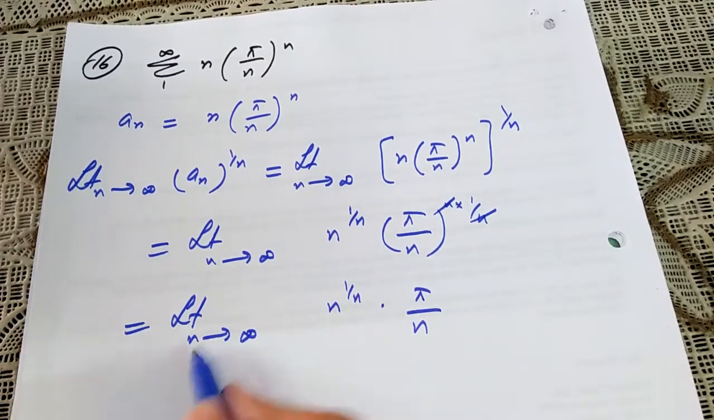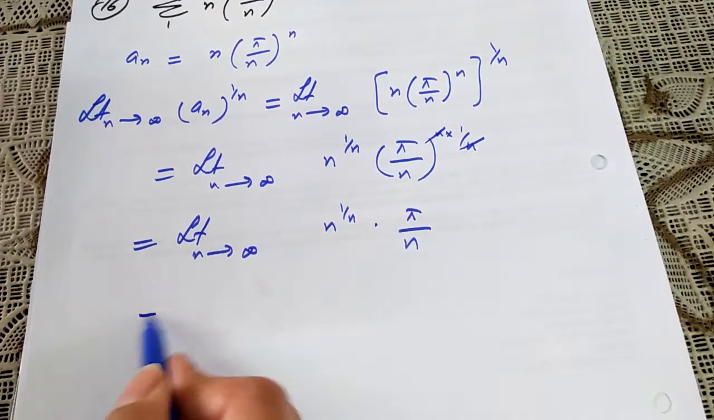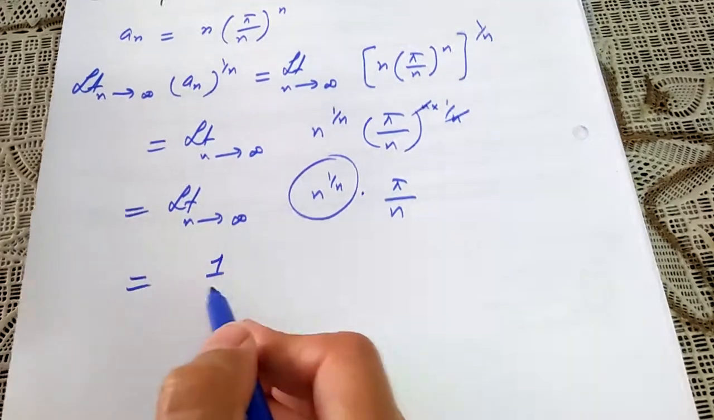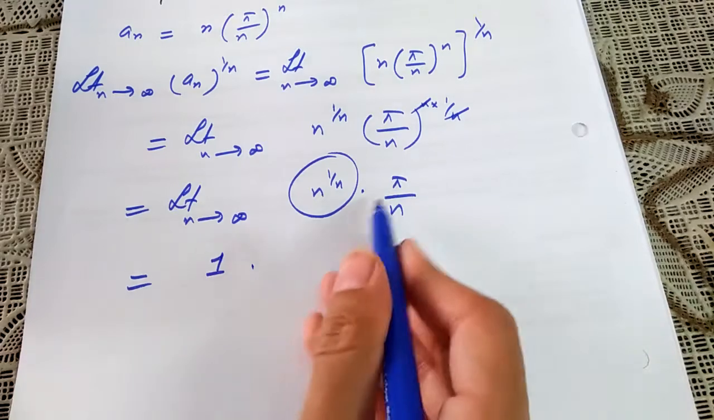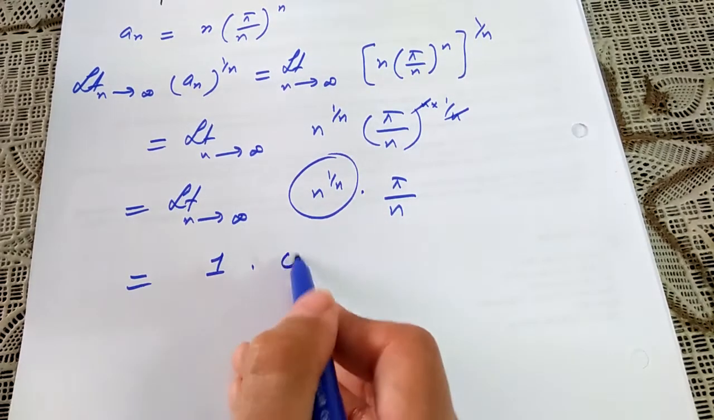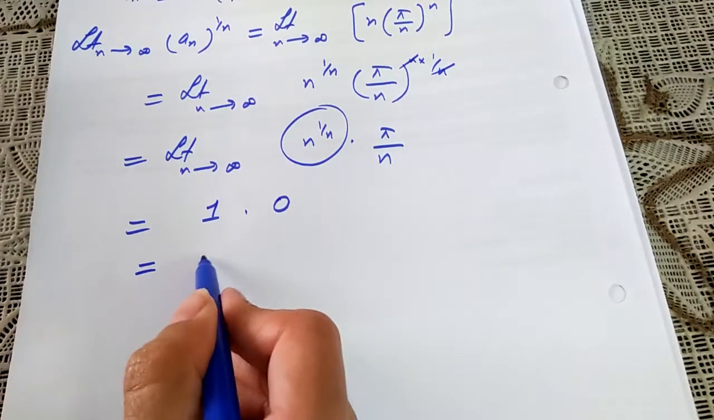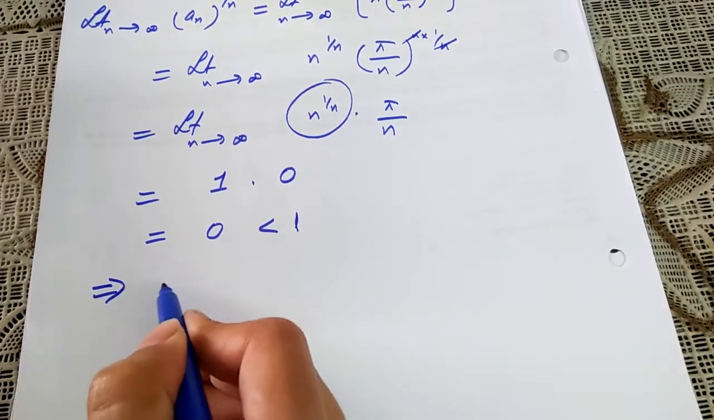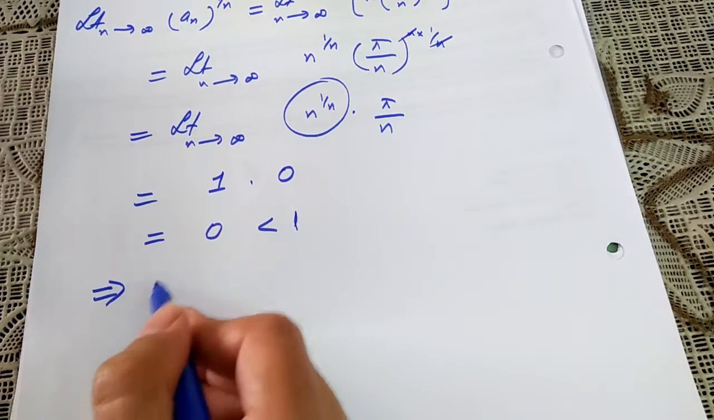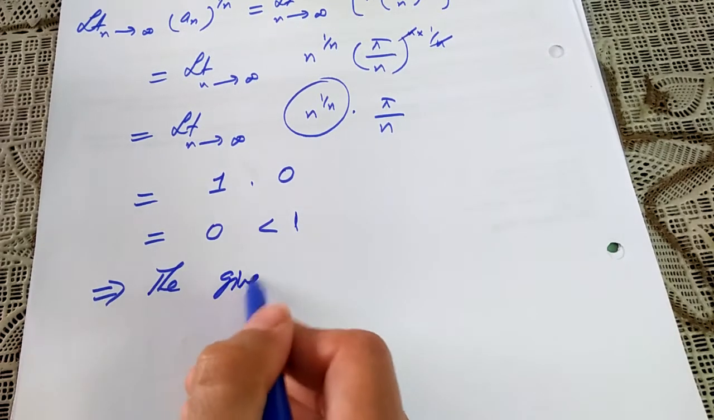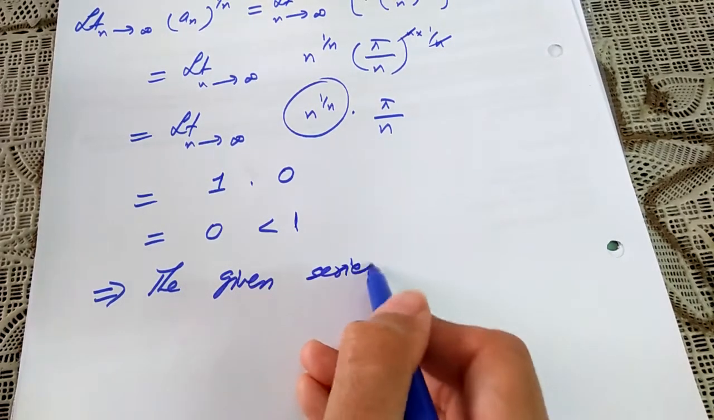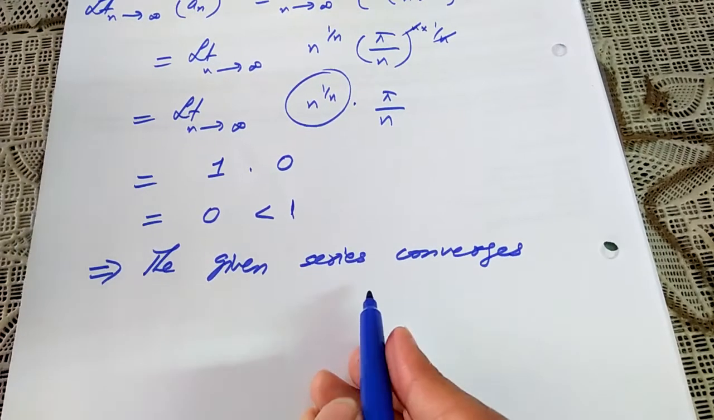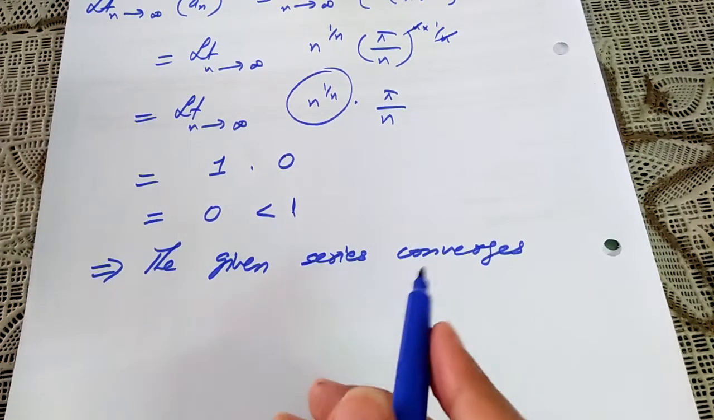If you apply the limit here, this term will give you the answer 1, that is, you can directly write it as 1 here, into pi over infinity, which will give you 0 here. So you will get your answer as 0, and 0 is less than 1. So this means the given series converges. The given series converges by using the Cauchy's root test here.